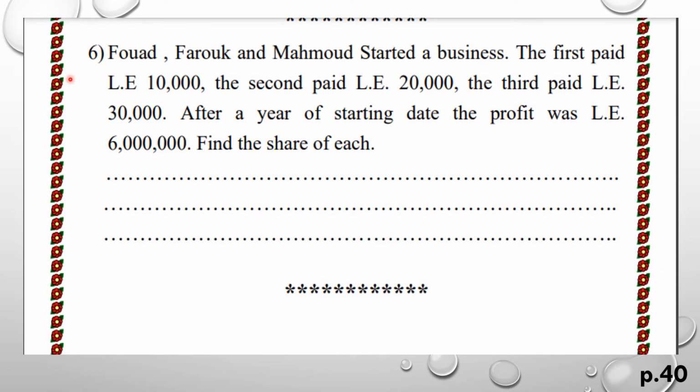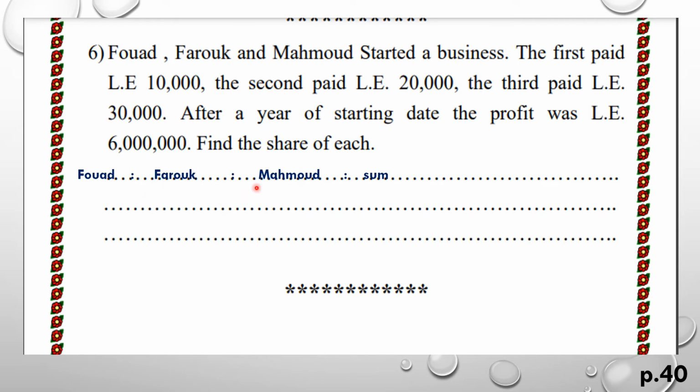Page 40. Number 6. Fouad, Farouk and Mahmoud started a business. The first paid LE 10,000. The second paid LE 20,000. The third paid LE 30,000. After a year of starting date, the profit was LE 6 million. Find the share of each.